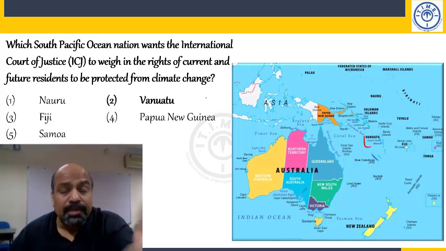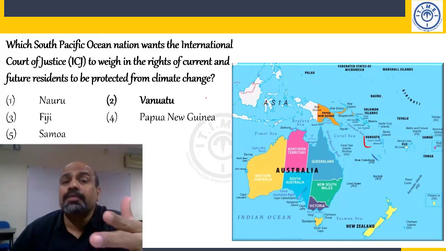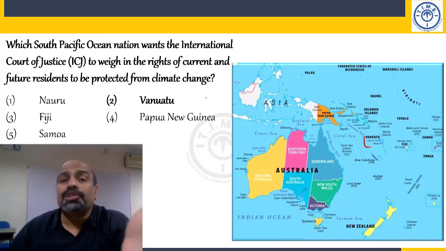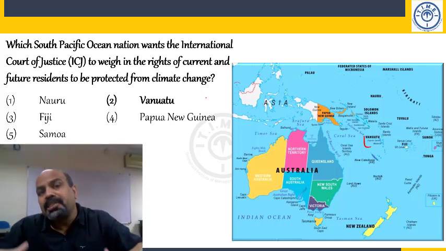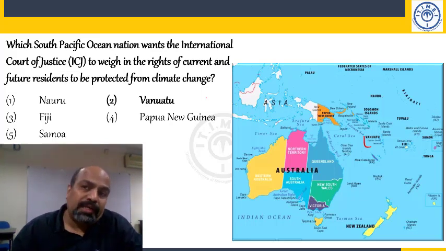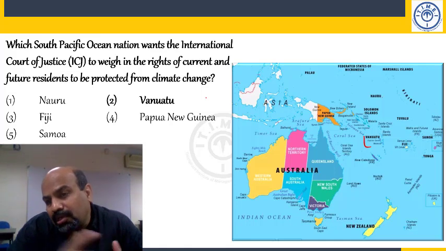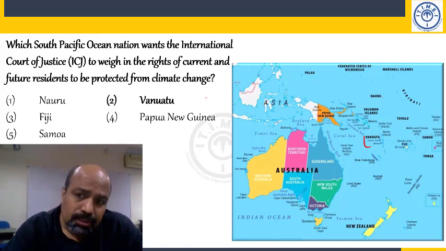Maldives is a good example. It will most likely be the first to get submerged because it's the lowest altitude country in the world. Its average altitude is 1.5 meters above sea level. So countries like all these Pacific islands may get submerged. So it's petitioning the ICJ.